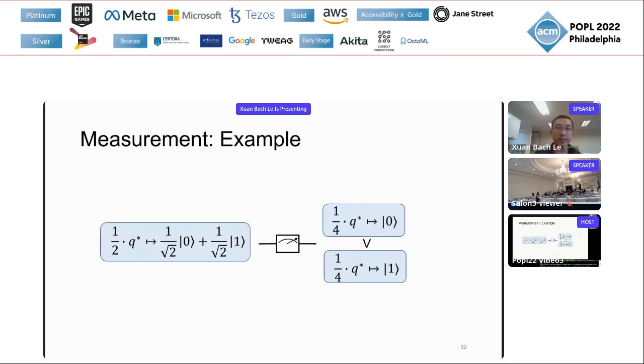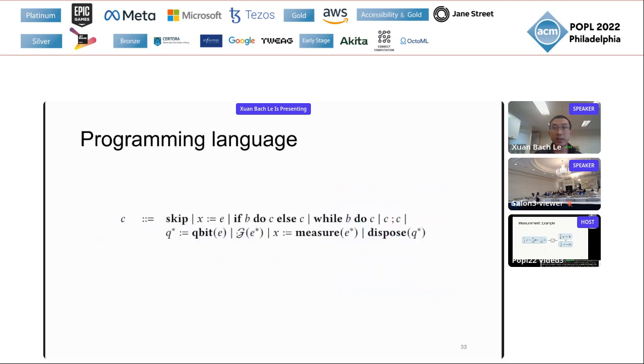Here is an example. Suppose that we have a qubit Q in this superposition with probability 1/2. Then after the measurement, we have the state of Q to be either 0 or 1, each with equal probability of 1/4. And so that's all for the description of our language.